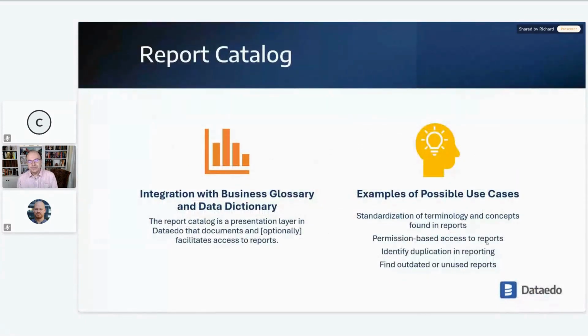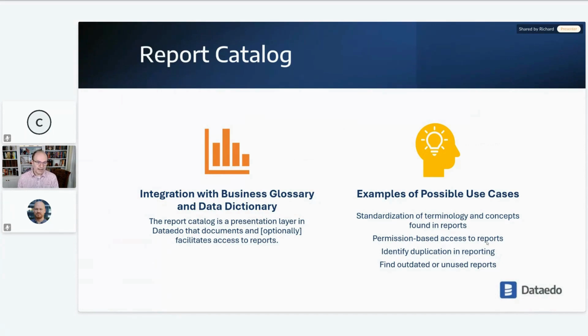Okay, report catalog. Now, according to my definition of a data catalog, being a combination of a data dictionary and a business glossary, report catalog doesn't sit at the same level of those. But I wanted to talk about it here because it's a way to sort of marry these two sections of the catalog together. So I've defined the report catalog here as a presentation layer that documents and facilitates access to reports, the understanding of reports.